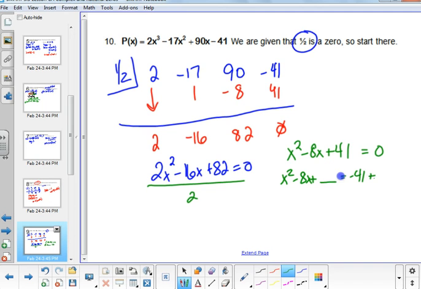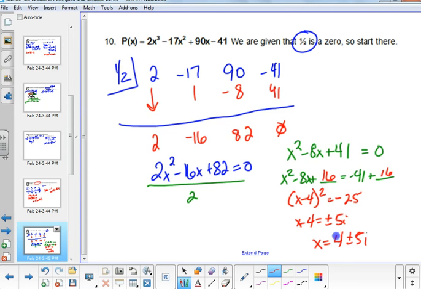Subtract the 41 to the other side, leaving blanks. Half of negative 8 and then squared would be a 16. So we have x minus 4 squared. And then for some reason I can't add. Negative 41 plus 16 is negative 25. Oh yeah, duh. So when I square root both sides, I get x minus 4 equals plus and minus 5i. And my final answers are 4 plus and minus 5i.